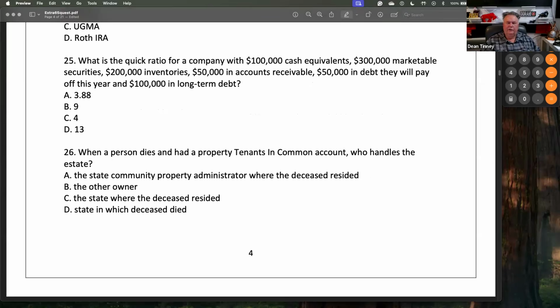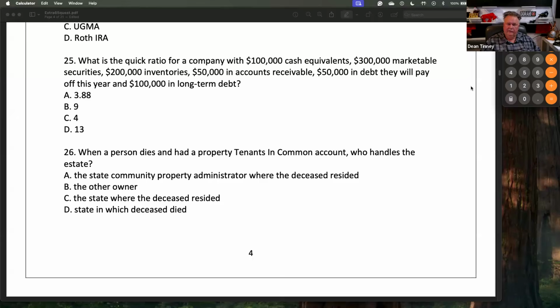What is the quick ratio for a company with $100,000 in cash equivalents, 300,000 in marketable securities, 200,000 in inventory, 50,000 accounts receivable, 50,000 in debt they'll pay off this year, and 100,000 in long-term debt? Wow. So the quick ratio, there's no inventory for quick ratio. That's right. So let's work our way through it. It's 400 plus the 50, so there you go, 450.